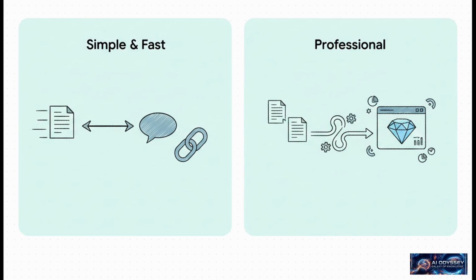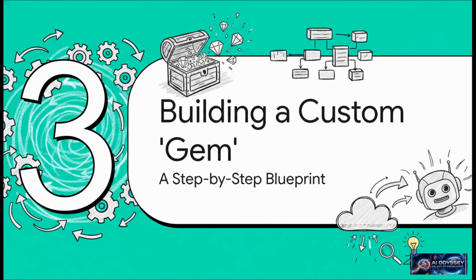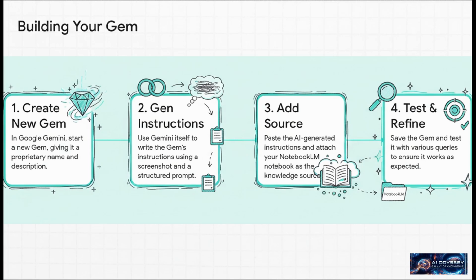But on the right, that's the professional path, building a custom gem. Now, it takes a little more work, but what you get is a really polished, branded experience with a ton more control. So yeah, it's pretty clear that building a gem gives you way more control and just a better final product. So let's jump right into Section 3 and walk through the exact step-by-step blueprint for how to create one.